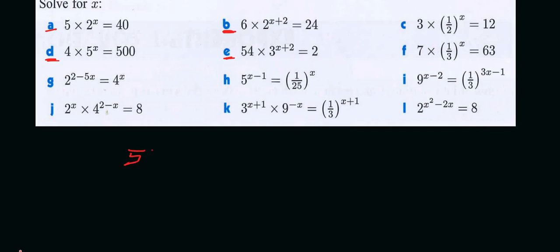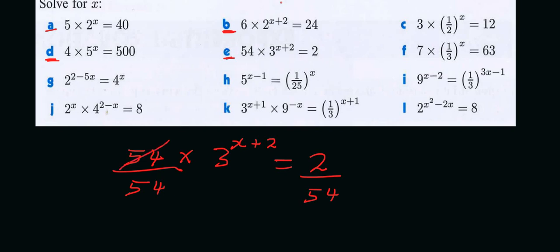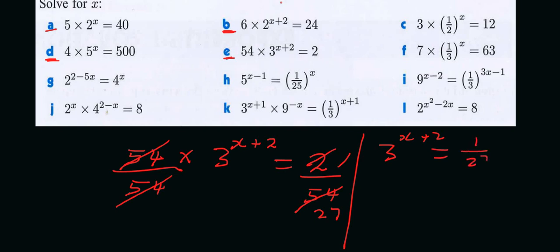So that is 54 times 3 to the exponent of x plus 2 equal 2. So like I told you, the first thing to do is to divide both sides by 54. So 54 is going to cancel out 54 from here. 2 divided by 2 is 1. 54 divided by 2 is 27. So now this will become 3 exponent x plus 2 is equal 1 over 27.